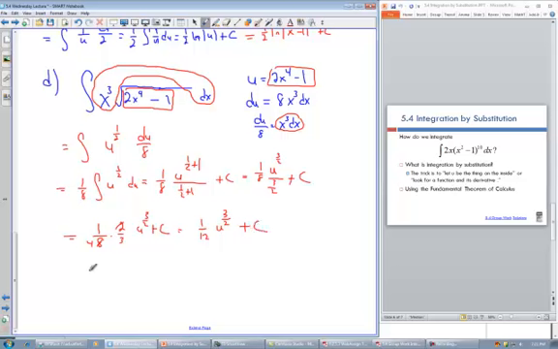And I plug back in for u, so u is 2 times x to the 4th minus 1, so I have 1 over 12, times 2x to the 4th minus 1, all raised to the 3/2, plus c. And that's my answer.